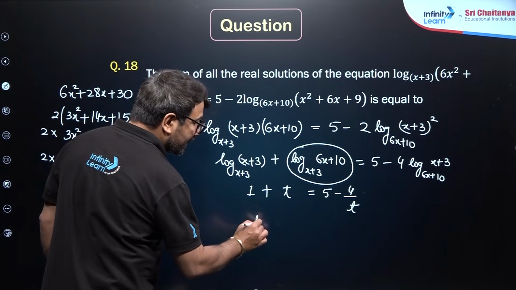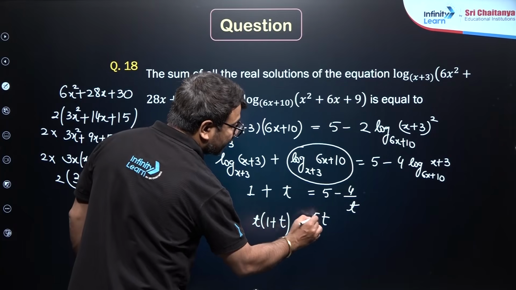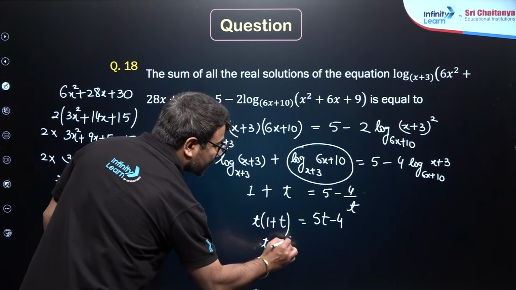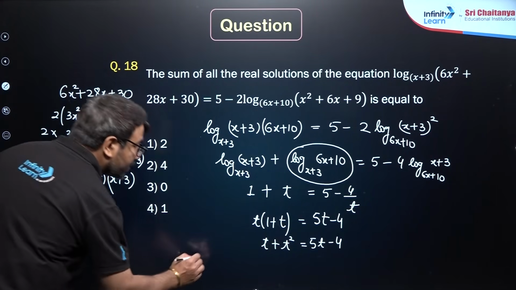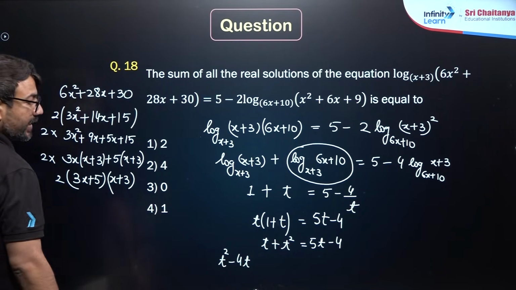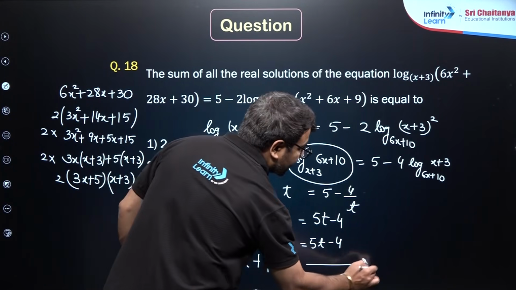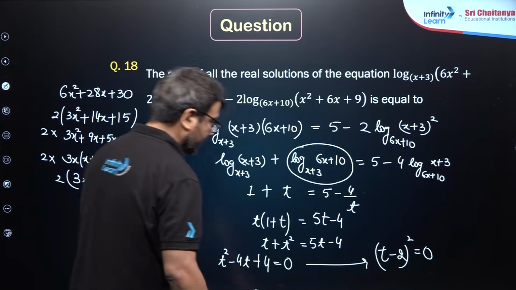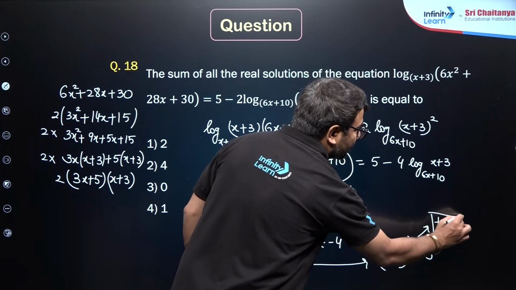Now you will take the t as LCM, you will send this t to one side over here. Here it will become 5t minus 4. So it will become t plus t square is equals to 5t minus 4. So you will be able to get t square minus 4t plus 4 is equals to 0. So in this way you will be able to write t minus 2 whole square is equals to 0. Now you will be able to get the value of t as 2.